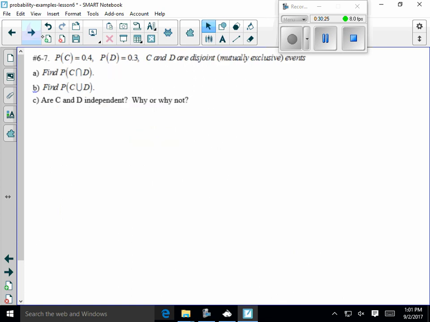Okay, let's keep going here. Question 7 here says we have two different events, C and D. Probabilities are given. This time we're told that they're disjoint events, and we want to find the probability of C and D, and the probability of C or D, and ask whether or not they're independent, and why or why not. Okay, so pause and give this a try.